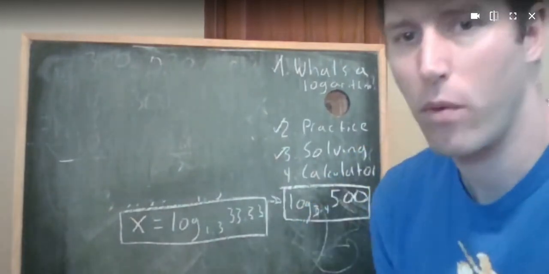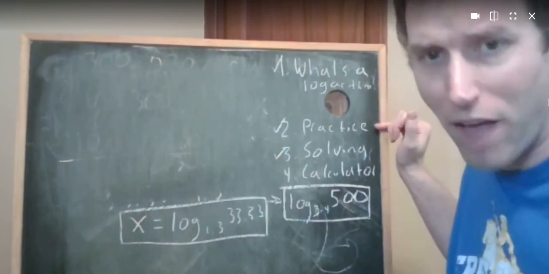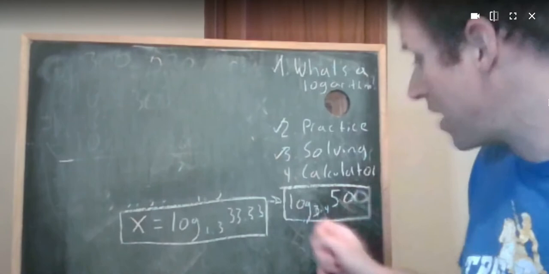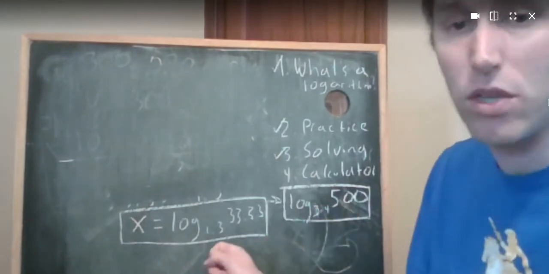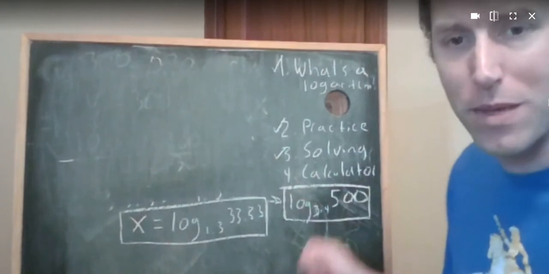Okay, let's pick up where we left off. We talked about what a logarithm is. We did some practice evaluating logarithms, playing around with them. We solved some exponential equations, ended up with expressions like these, but that's where we got stuck, because how do you actually figure out what this is equal to?